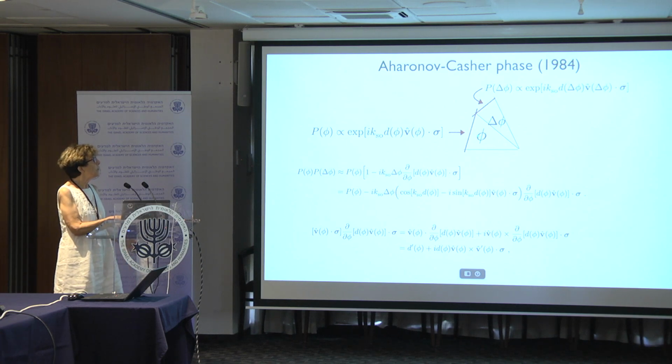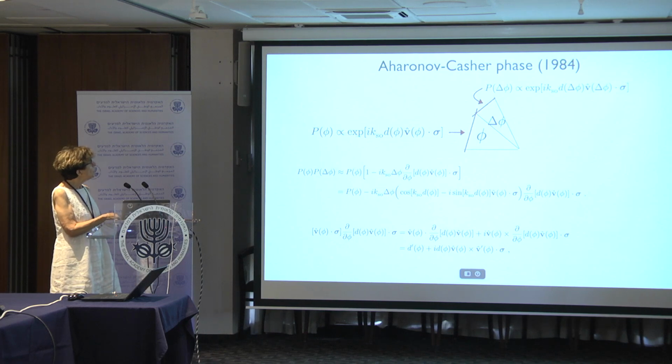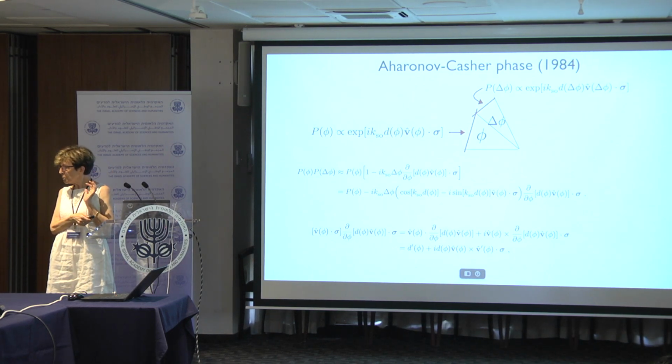Then this one has some phase, let's say phi, that is the radial phase. So you have this matrix as the propagator to go from this point to that point.